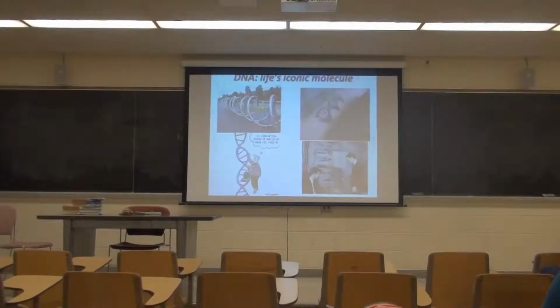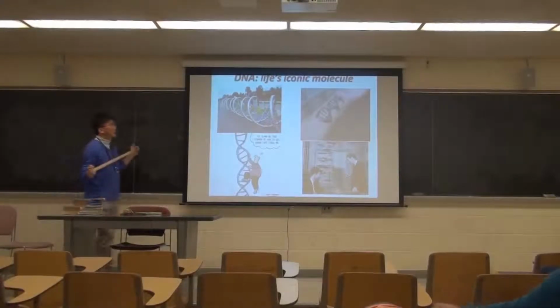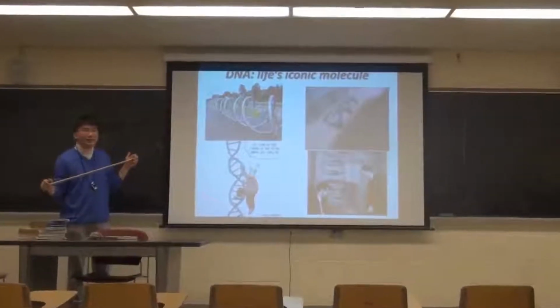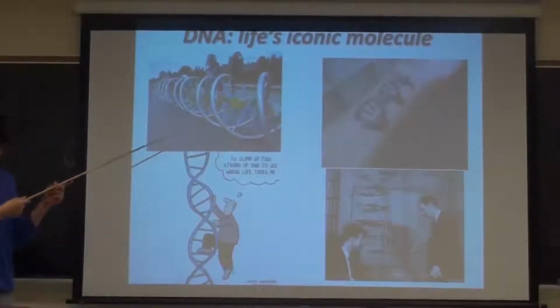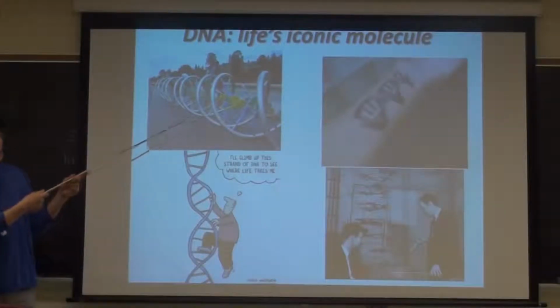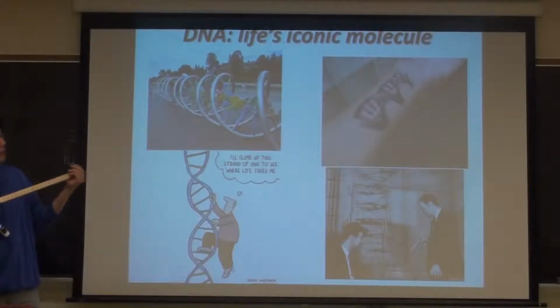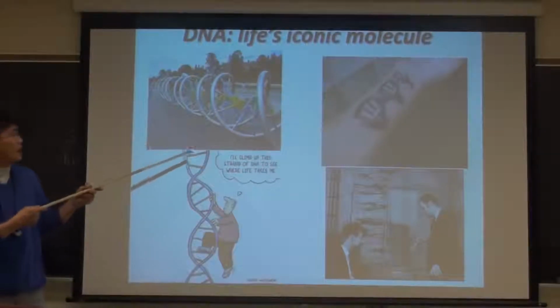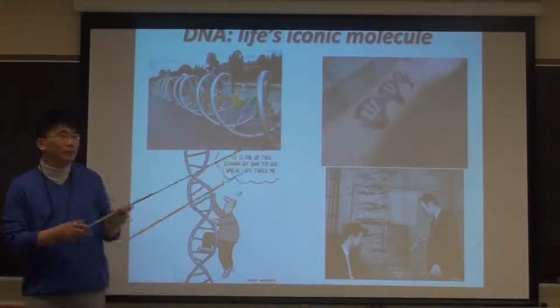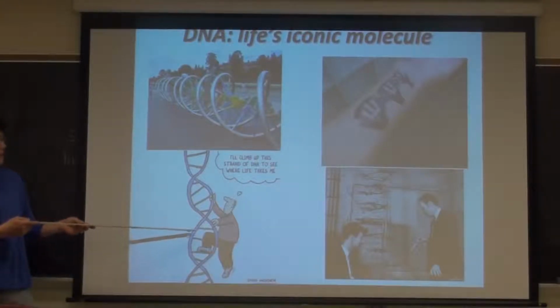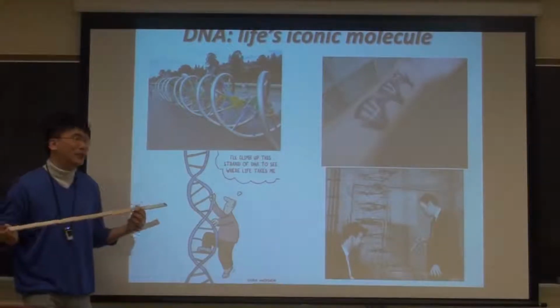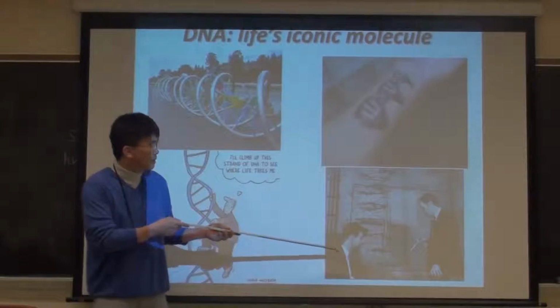Okay, let me start. I want to talk about DNA. DNA is a famous iconic molecule. This is a structure at a place called Lawrence Hall of Science, right up the hill from the UC Berkeley campus. Some people like DNA enough to have a tattoo, and you can climb up this strand of DNA to see where life takes you. You know, popular cartoons.